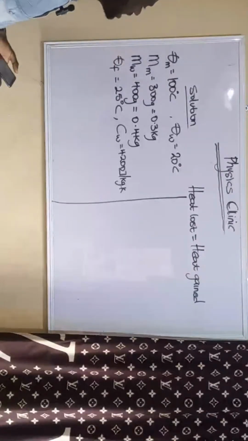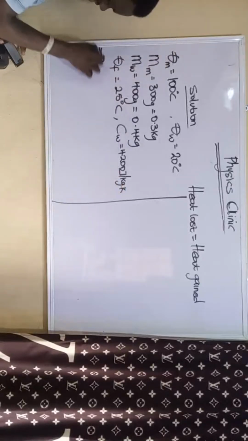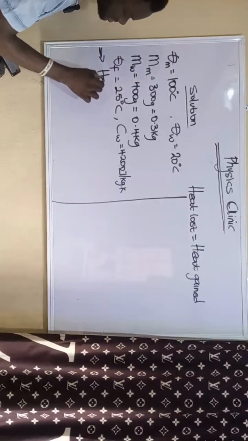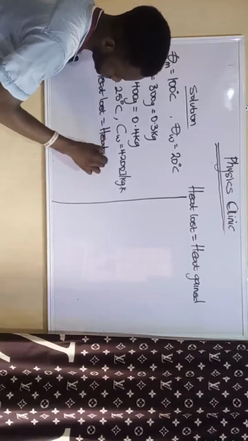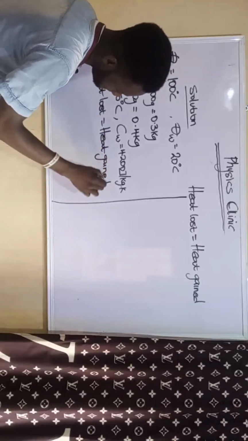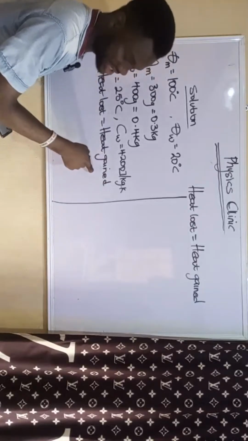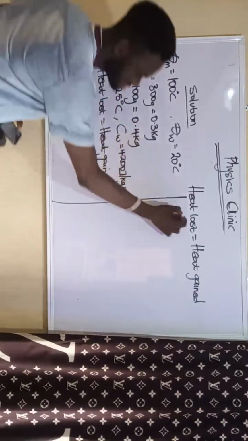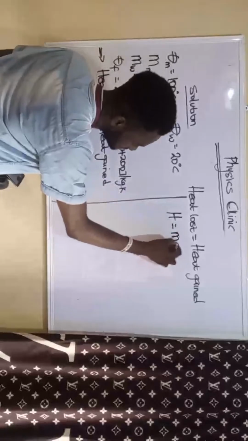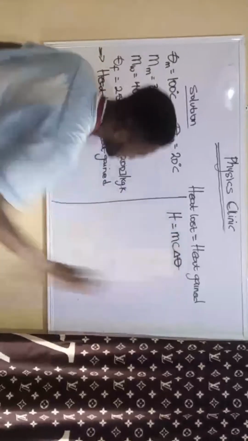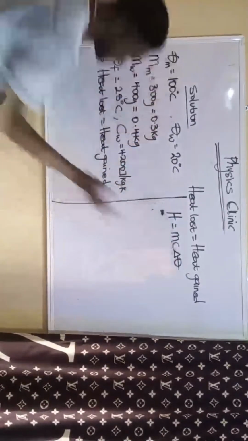Now, we agree that the metal is the one losing heat and the water is the one gaining it. So I'm going to indicate by saying heat lost is equal to heat gained. It is going to be heat lost by metal equals heat gained by water. Okay, and we have seen before that the amount of heat a body can lose or gain is equal to mc delta theta.